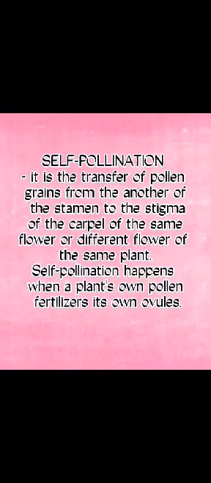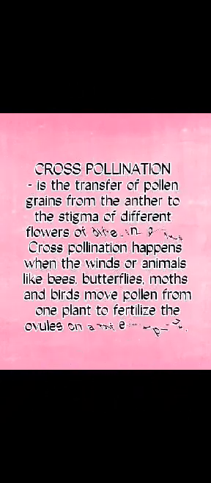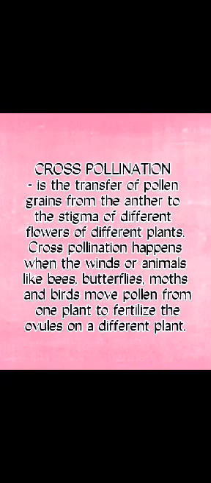Self-pollination happens when a plant's own pollen fertilizes its own ovules. And also, cross-pollination is the transfer of pollen grains from the anther to the stigma of different flowers of different plants. Cross-pollination happens when the wind or animals like bees, butterflies, moths, and birds move pollen from one plant to fertilize the ovules on a different plant.